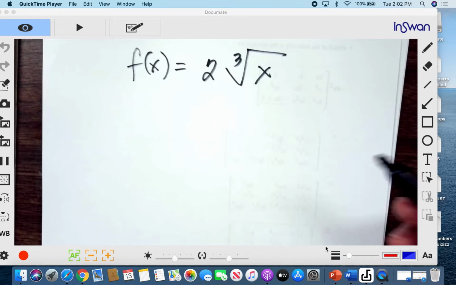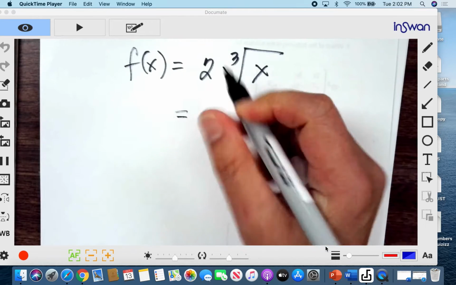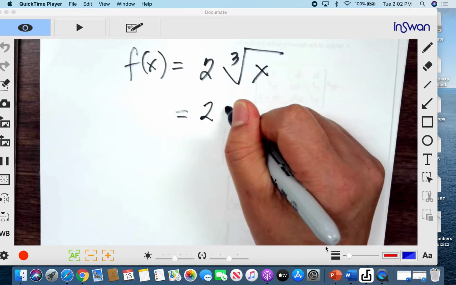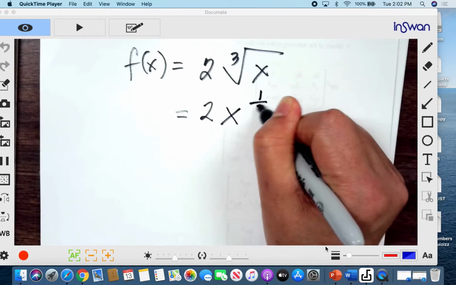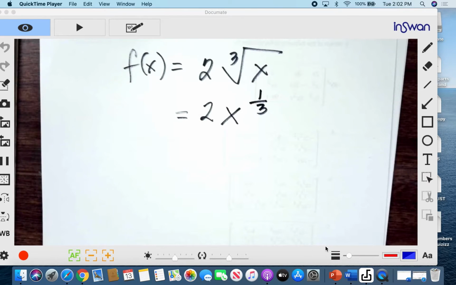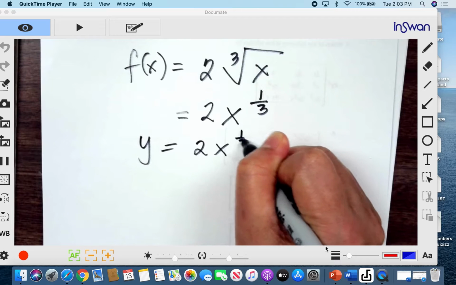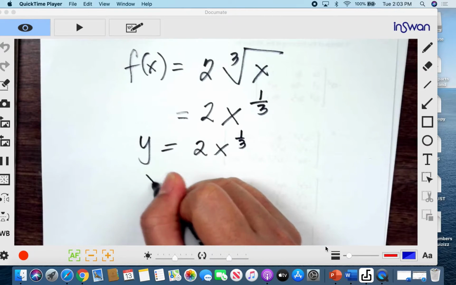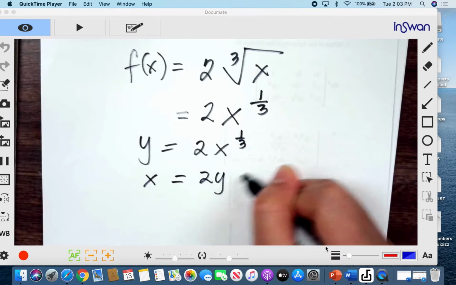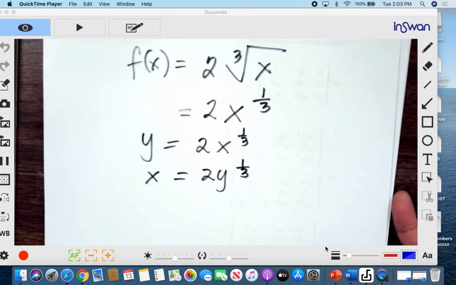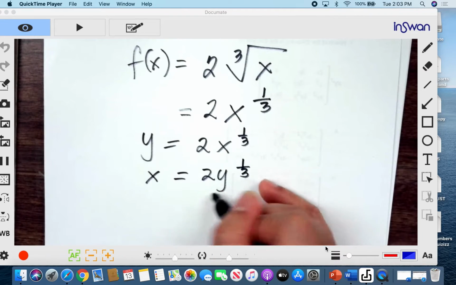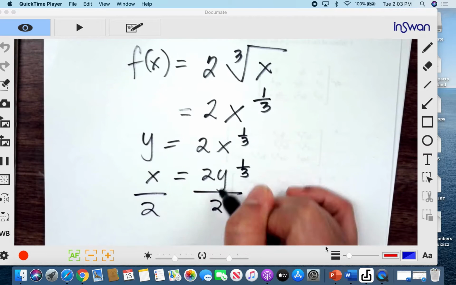Expression instead. So this is still a power function because if I'm going to put this in the exponential form, this is x raised to 1/3. Now, how do we find its inverse? Of course, we follow the procedure: y equals 2x raised to 1/3. Then, of course, we switch x and y like that. And now, we don't need 2 here, so we will divide by 2.